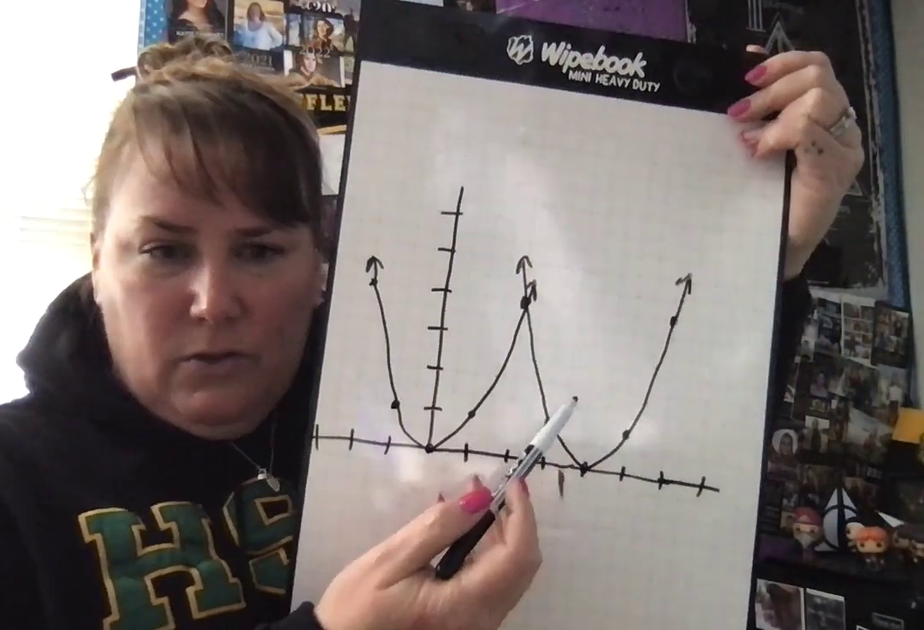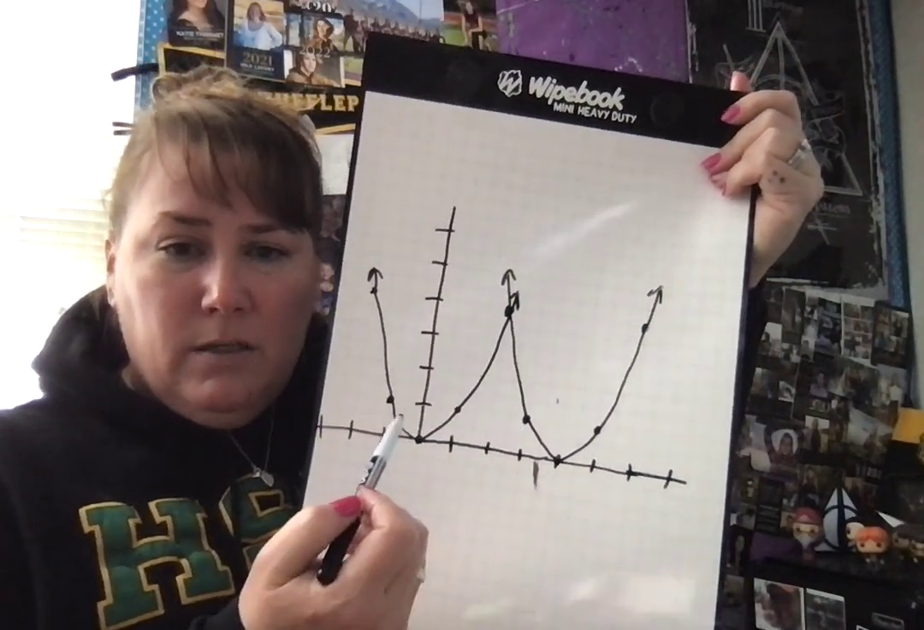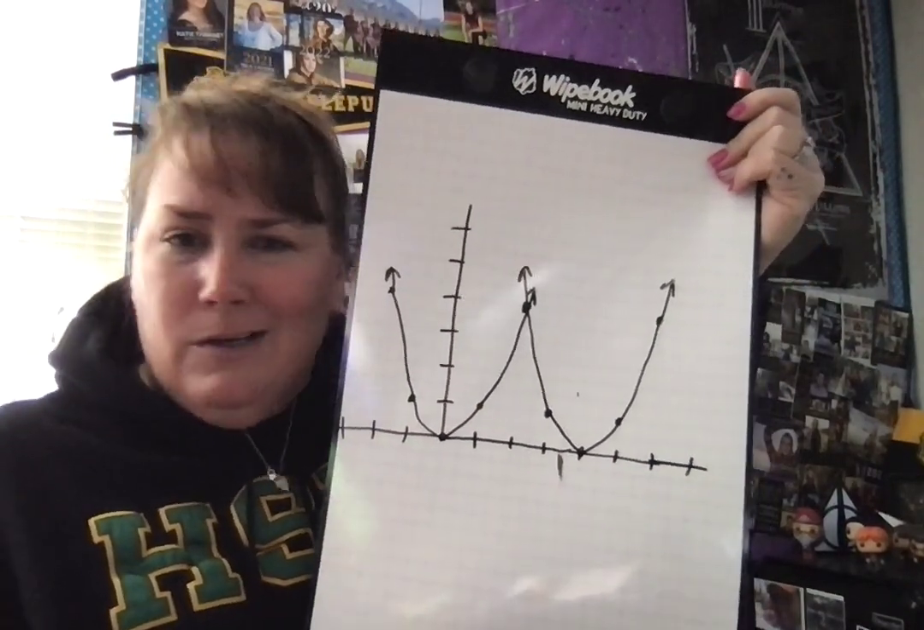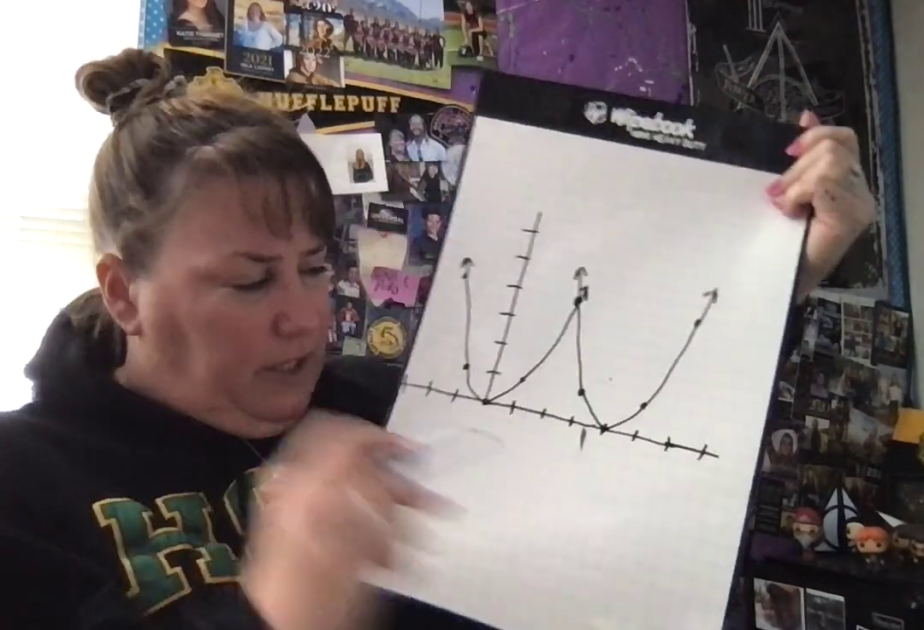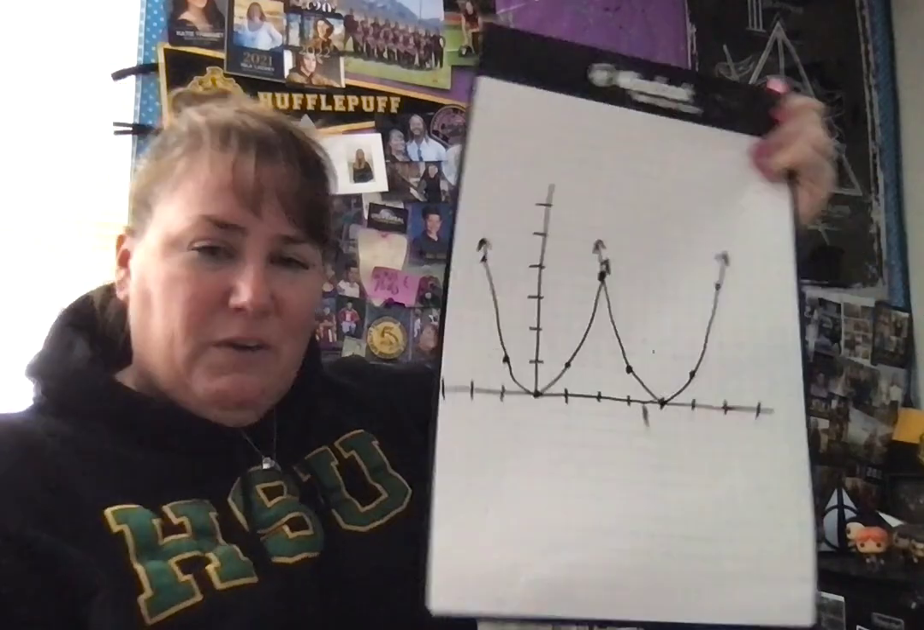Okay, so this is the quantity x take away 4 squared. This is your parent function. So if we compare it to it, what did it do? It shifted 1, 2, 3, shifted 4 to the right.